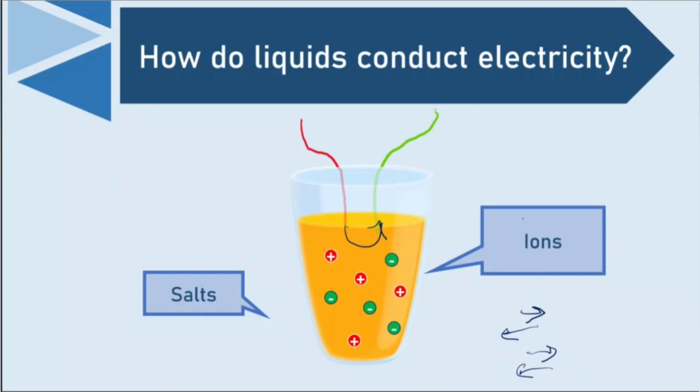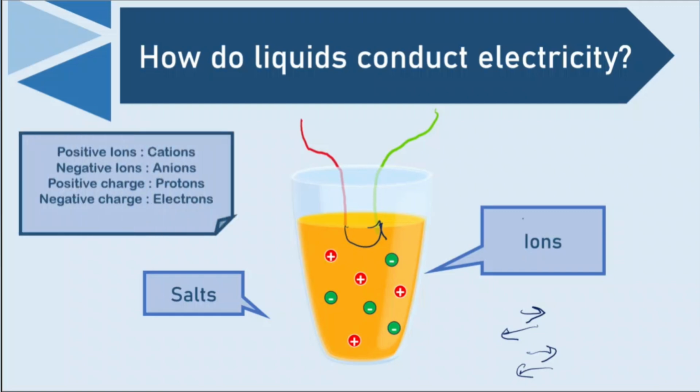A few terminologies to know. Positive ions are called cations. Negative ions are anions. The positive charge is called a proton. So the red charges you see over here are called protons. Negative charge is called an electron. The green ones over here you can observe are negative and therefore electrons.